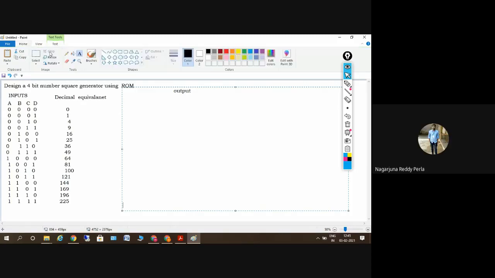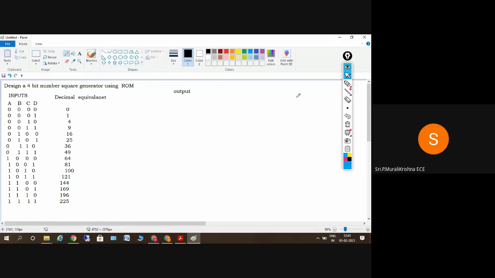64. 2 power 6 is 64. 2 power 7 is 128. 2 power 8 is 256. So 225 is less than 256, so we need powers up to 7.